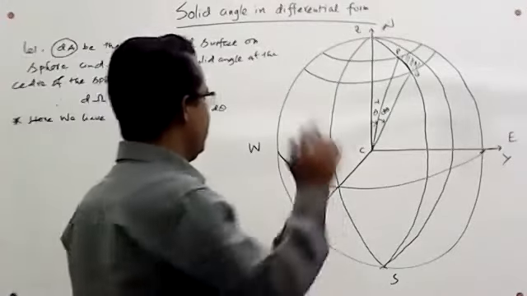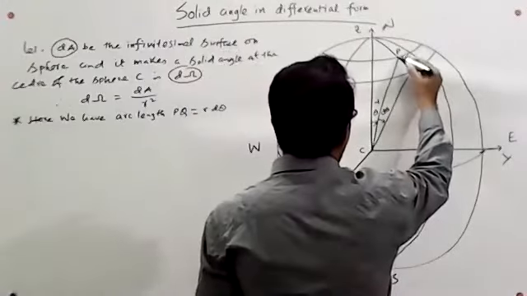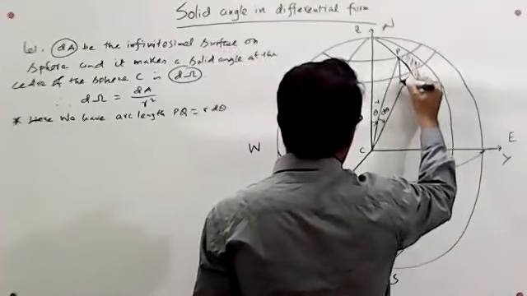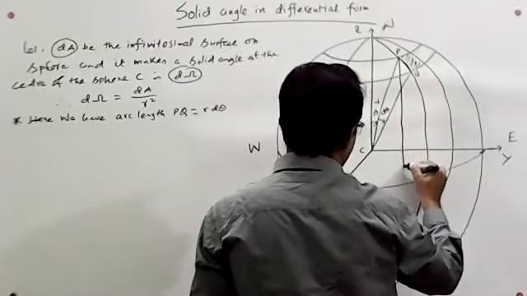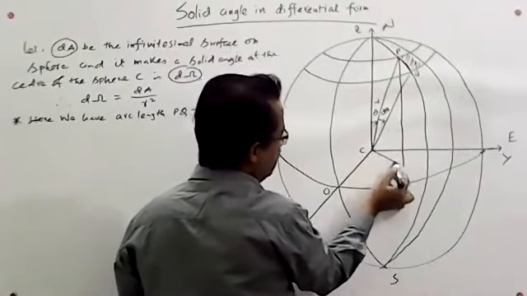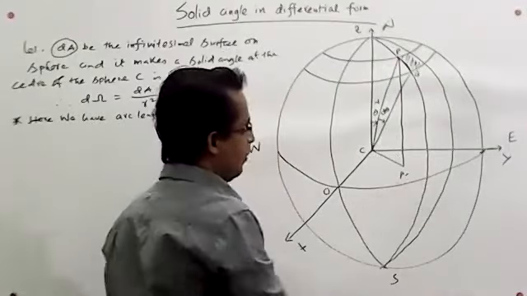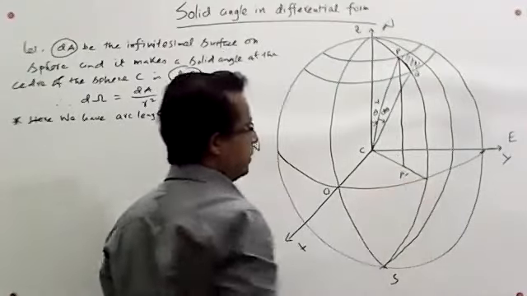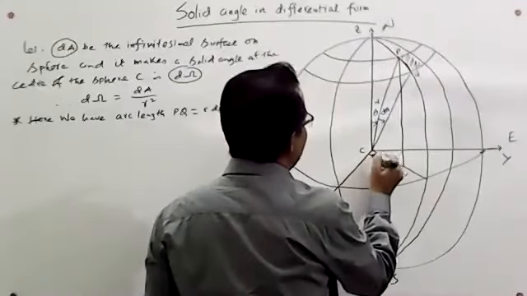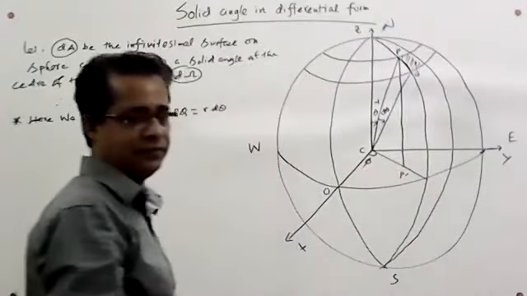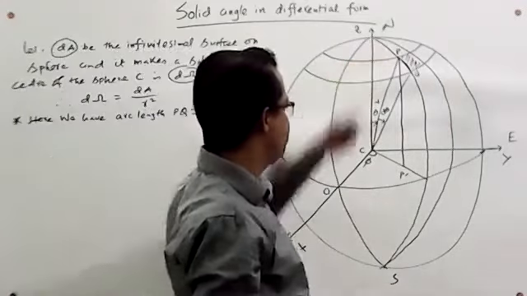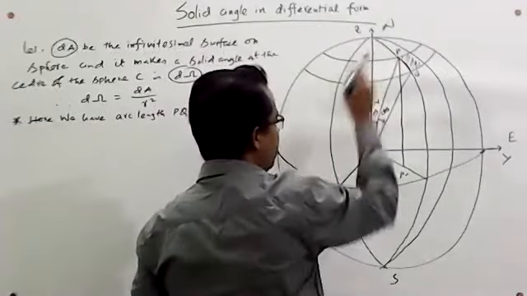Now, if we draw a perpendicular from this point to this central plane, the projection of OP will be like such. The projection of OP on the central plane will be OP prime. We can explain this with this intersecting point. And we know that this angle is called the azimuthal angle, which is denoted by phi. And it is also the longitude of the point P. And this theta is the co-latitude of the point P.